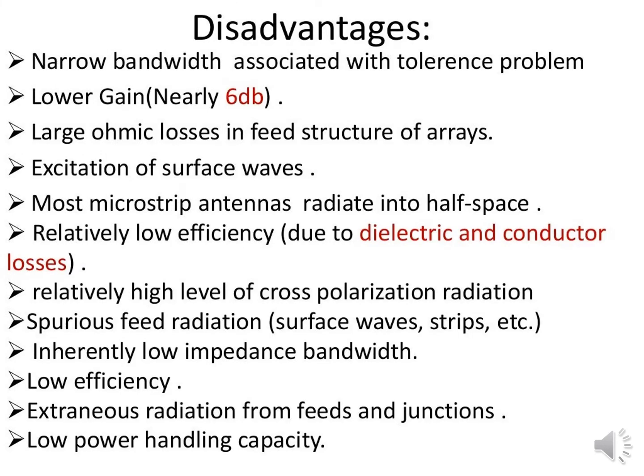Whereas the disadvantages are narrow bandwidth, low gain and low ohmic loss, and it requires some excitation of surface waves, so that we can excite them and produce more radiation at the radiating side. Next, it radiates into half space, and has low efficiency and spurious radiation, that is surface wave stripes, etc. It also has some amount of spurious feed radiation, which is another disadvantage. And it has inherently low impedance bandwidth, low efficiency, extraneous radiation, and low power handling capacity.